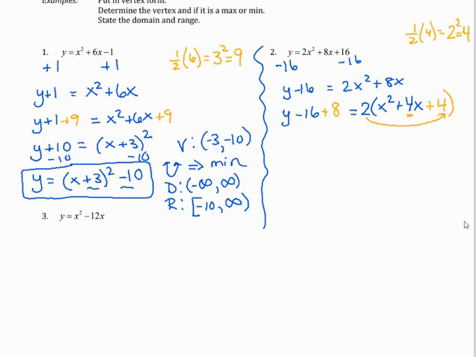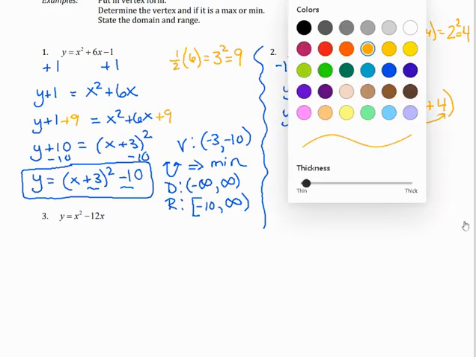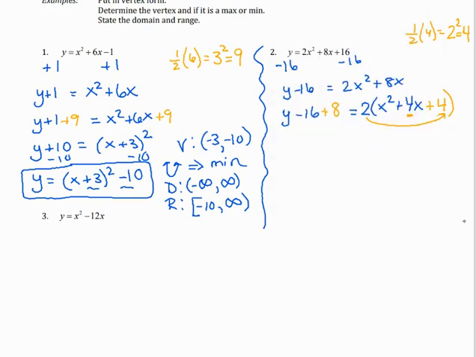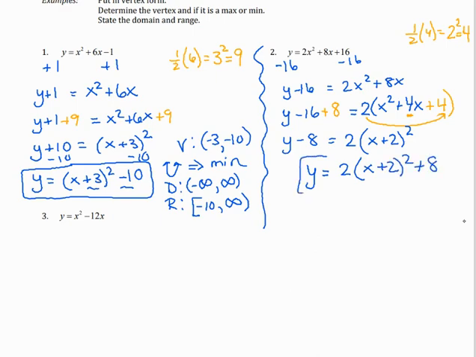Okay, at this point now, we will simplify and factor. So my left-hand side becomes y minus 8 equals the right-hand side. I have my coefficient of 2, and now I factor that trinomial, which will be x plus 2 all squared. Lastly, isolate the y value, so y equals 2 times x plus 2 all squared plus 8. And there is vertex form.